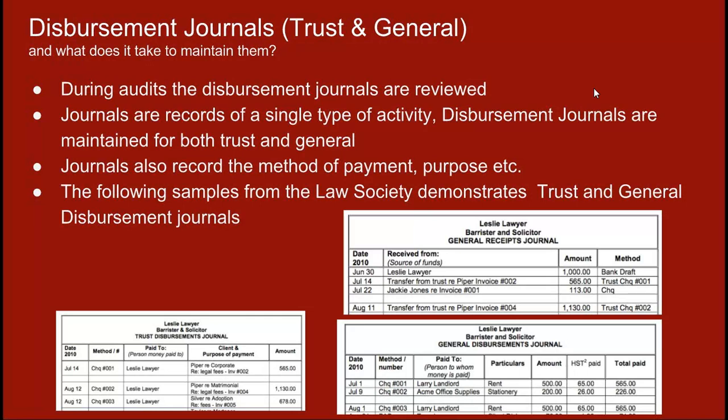And we look at some examples for Leslie the lawyer for a general receipt journal. You see it's the date, source of funds, or where was it received from, the amount, and the method. And then if you look at a general disbursement journal, you're also looking at the method, who was it paid to, the particulars, the amount, and the total paid.